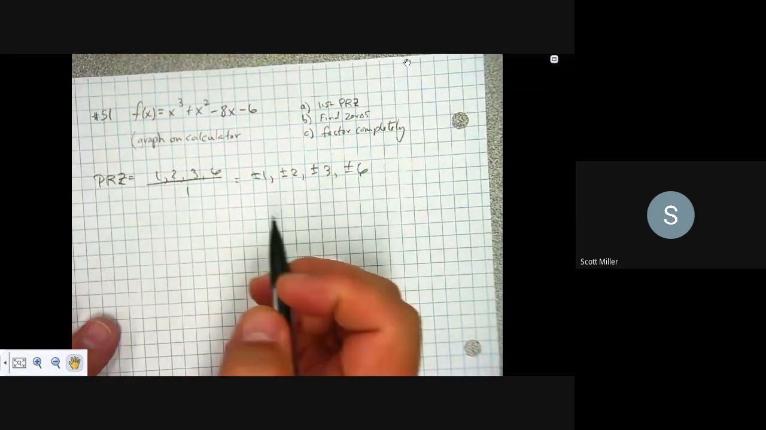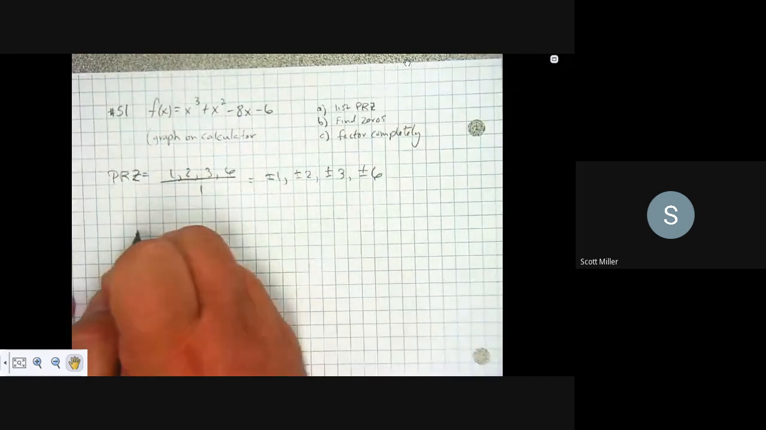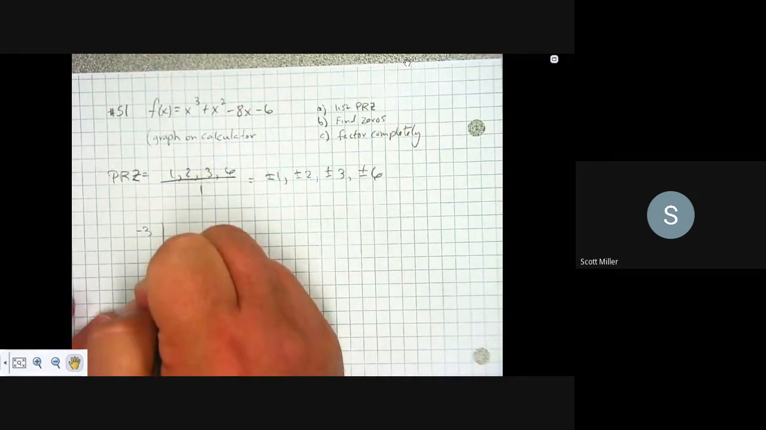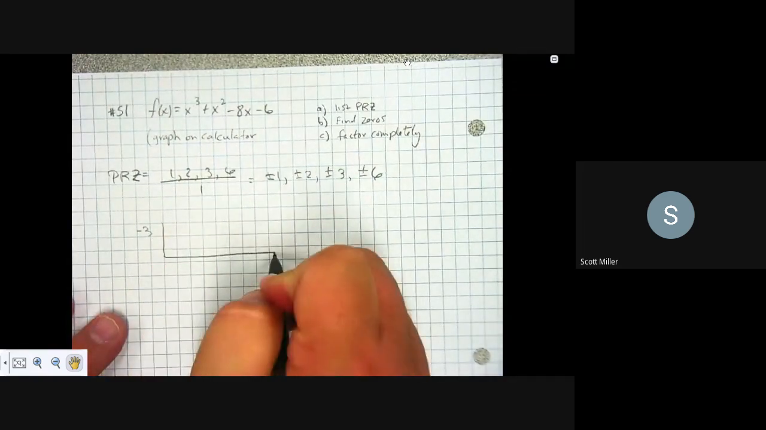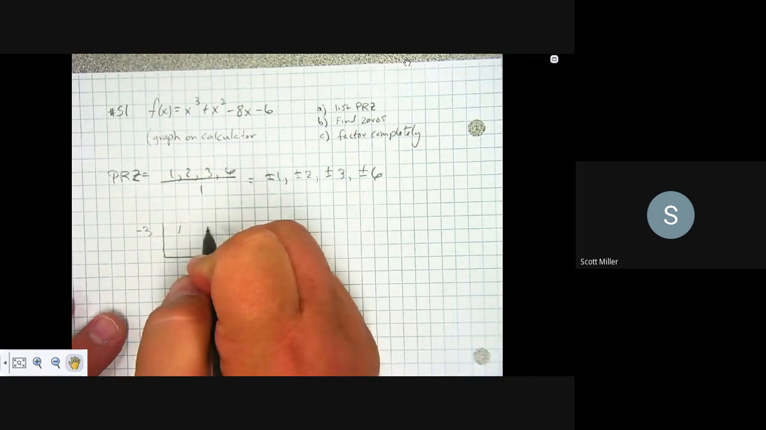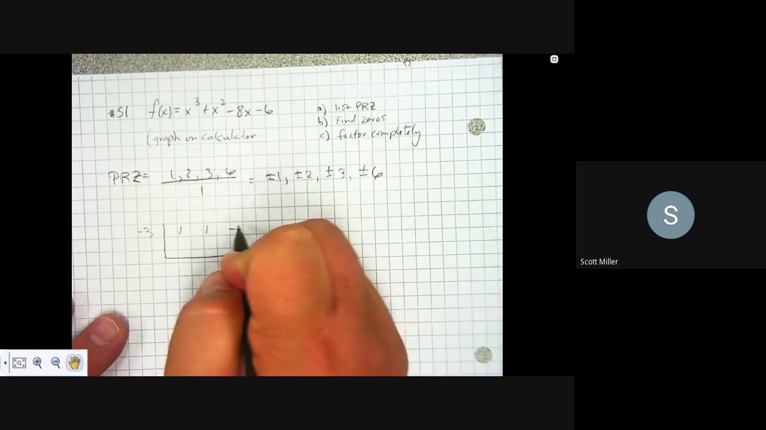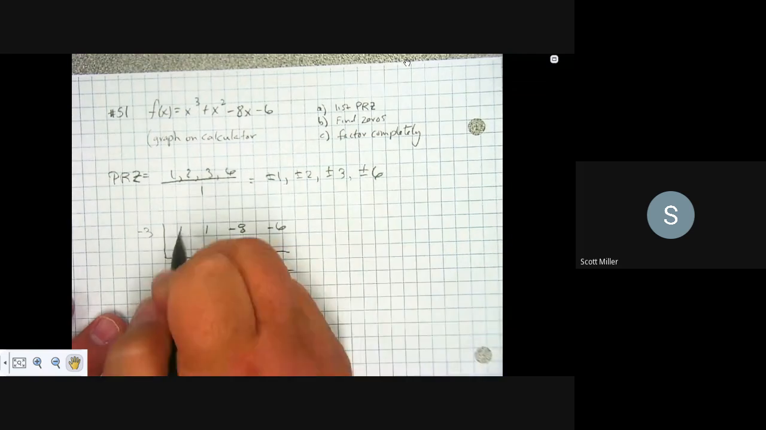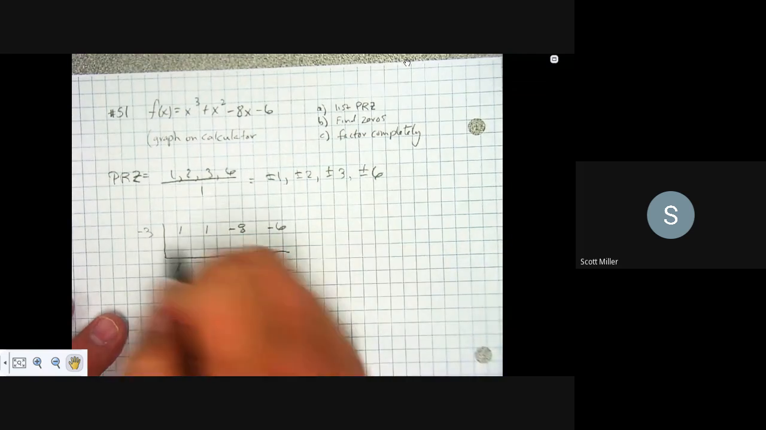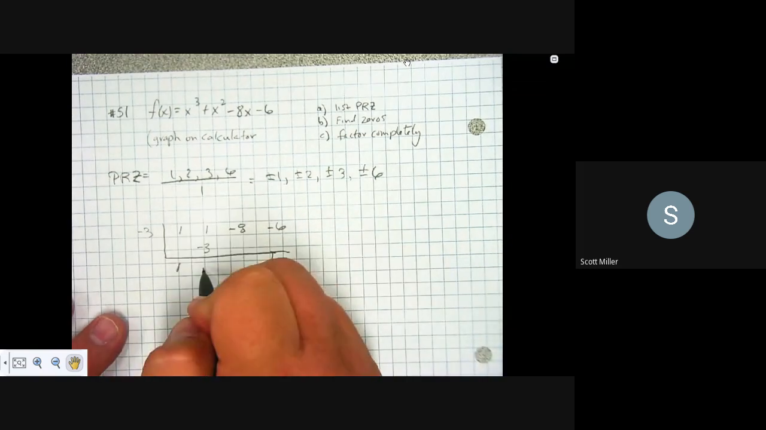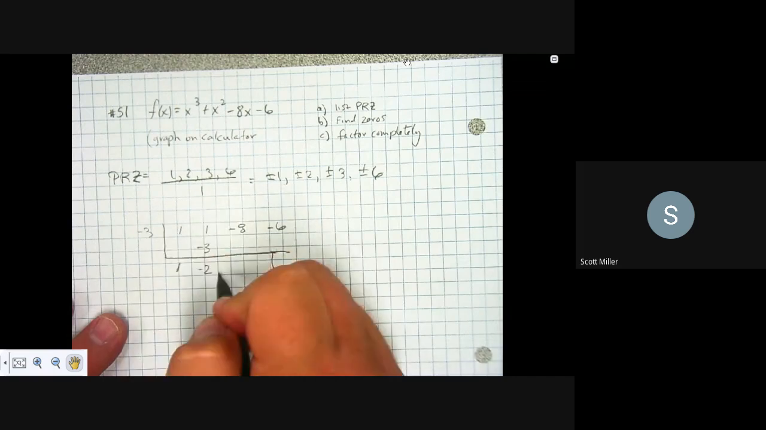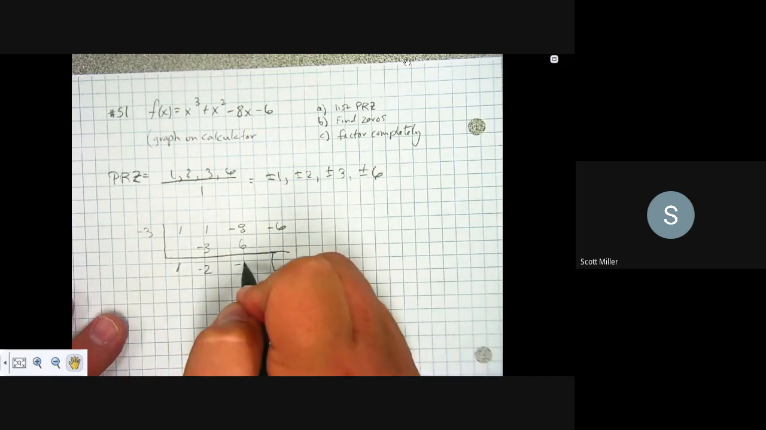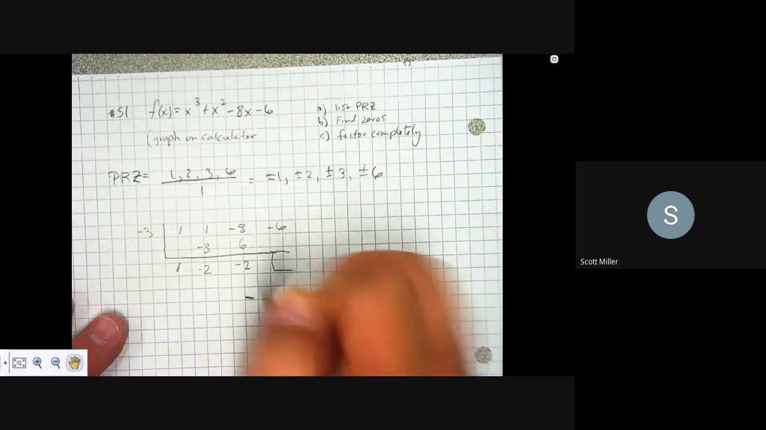So how do I confirm something? Well, we use synthetic division. If it is a 0, then I'm going to get 0 as a remainder. So I got a 1, a negative 8, and a negative 6. And bring down the first number, multiply, add, multiply, add, multiply.